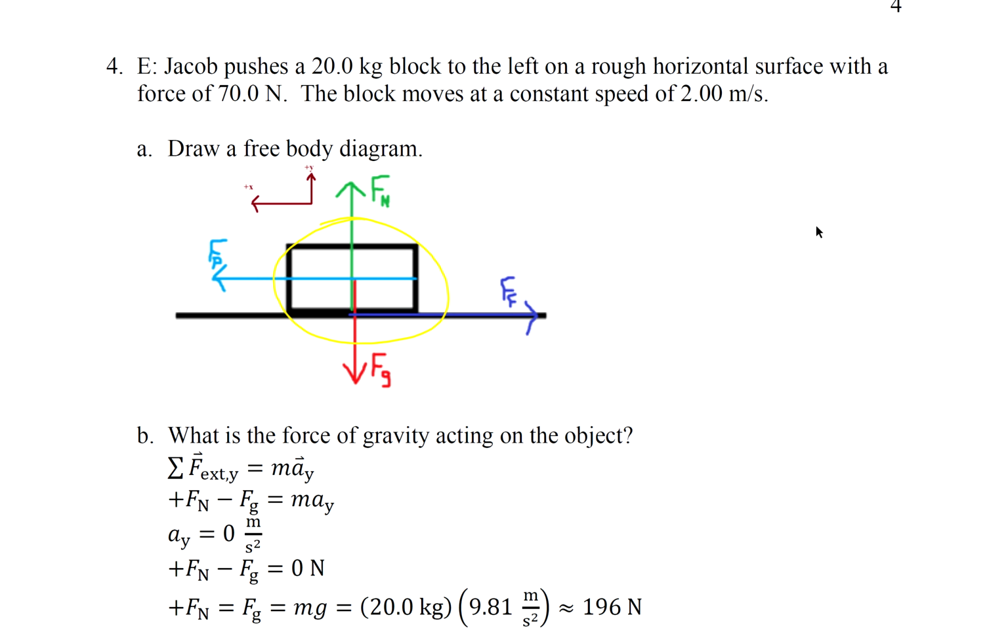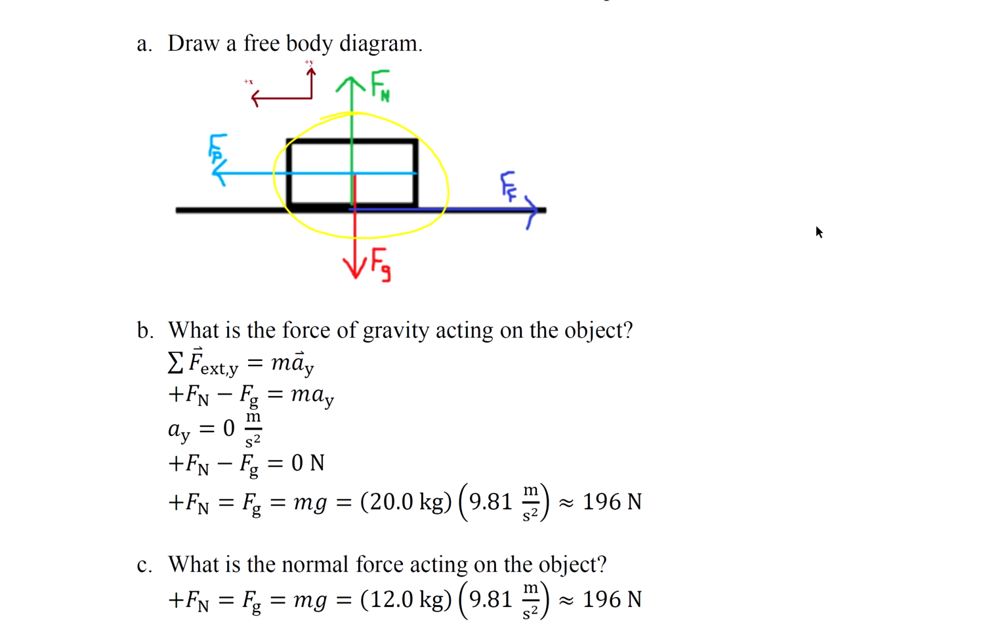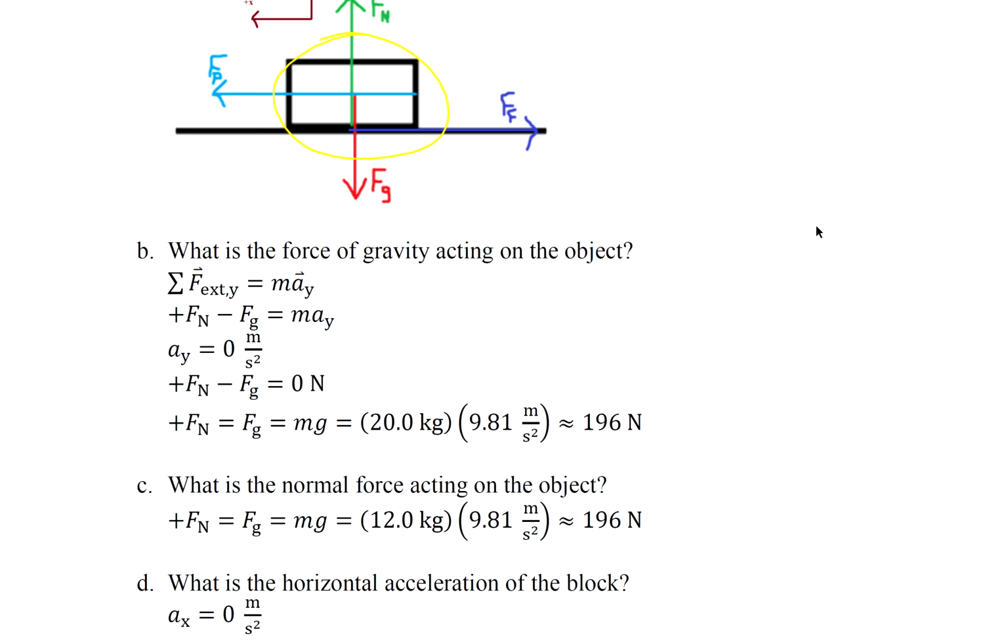Question 4. Jacob pushes a 20 kilogram block to the left on a rough horizontal surface with a force of 70 newtons. The block moves at a constant speed of 2 meters per second. Part A, draw a free body diagram. Remember, circle the object, label the forces, put an x and y axis, and use the equation sigma F equals ma.